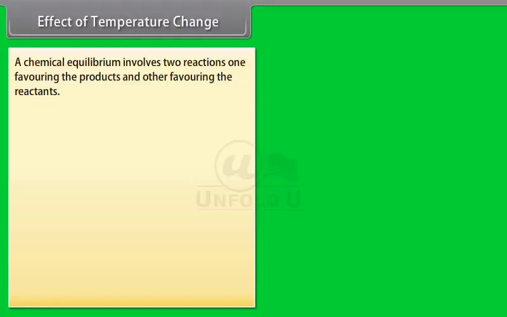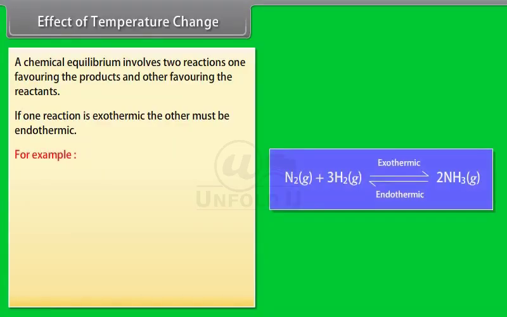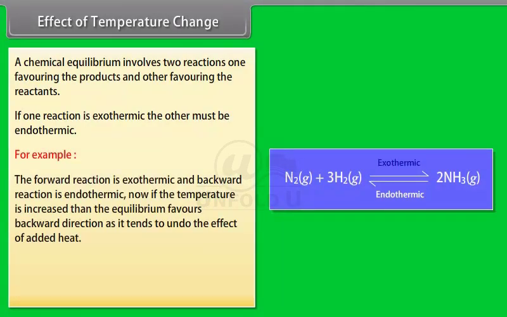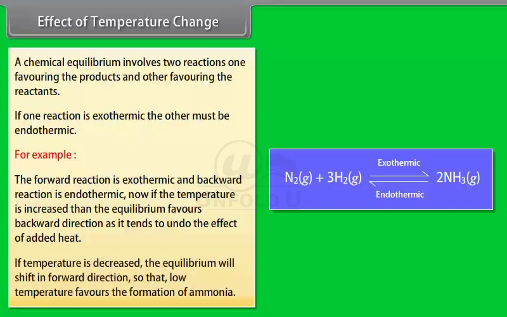Effect of temperature change. A chemical equilibrium involves two reactions, one favoring the product and the other favoring the reactant. If one reaction is exothermic, the other must be endothermic. For example, the forward reaction is exothermic and the backward reaction is endothermic. Now, if the temperature is increased, then the equilibrium favors the backward direction, as it tends to undo the effect of added heat. If the temperature is decreased, the equilibrium will shift in the forward direction. So, low temperature favors the formation of ammonia.